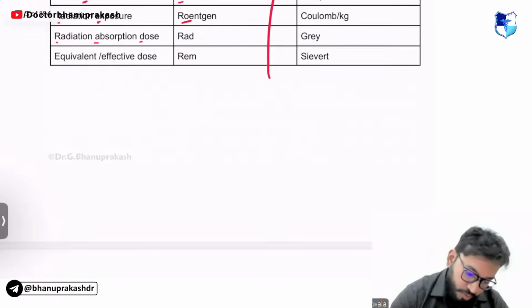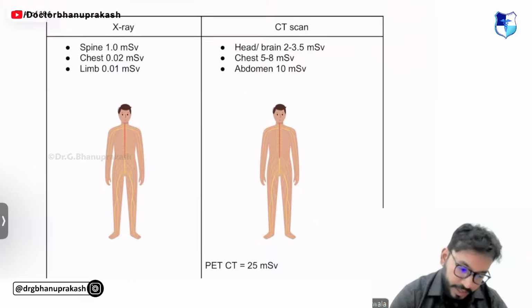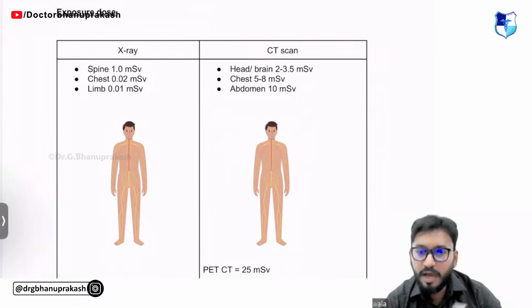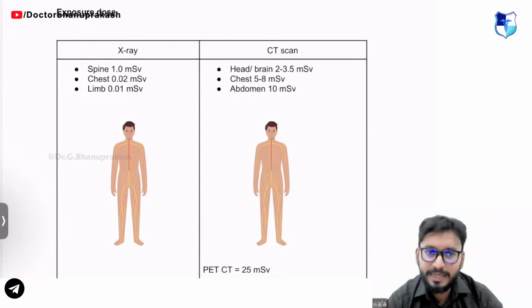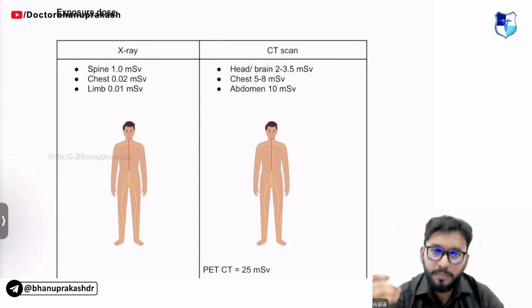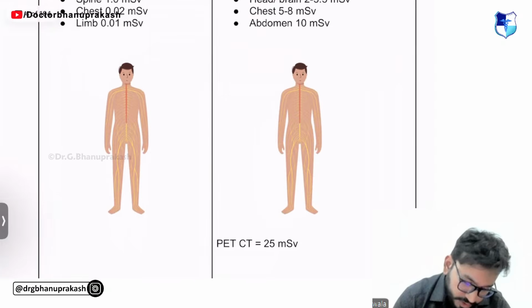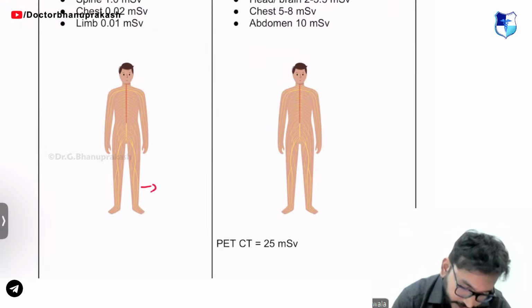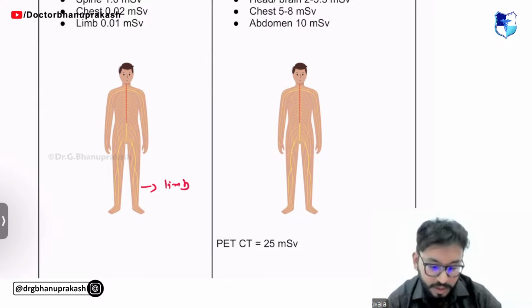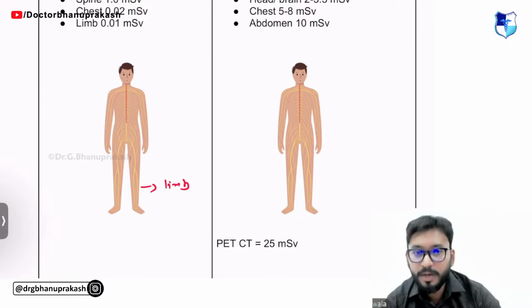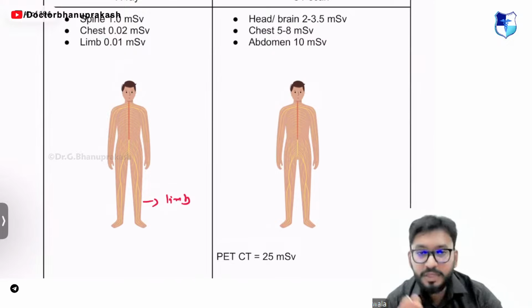Moving on. Exposure doses, guys, a very simple way to remember. In X-rays, you go from top to bottom. In CT scan, you go from bottom to top. So if you take a limb X-ray, any limb X-ray, what is the exposure or the effective dose? That is 0.01 millisieverts, guys. I've written it for you, 0.01 millisieverts.